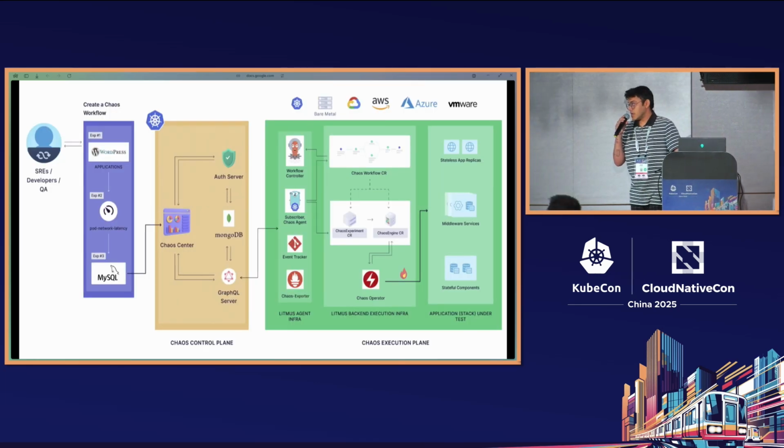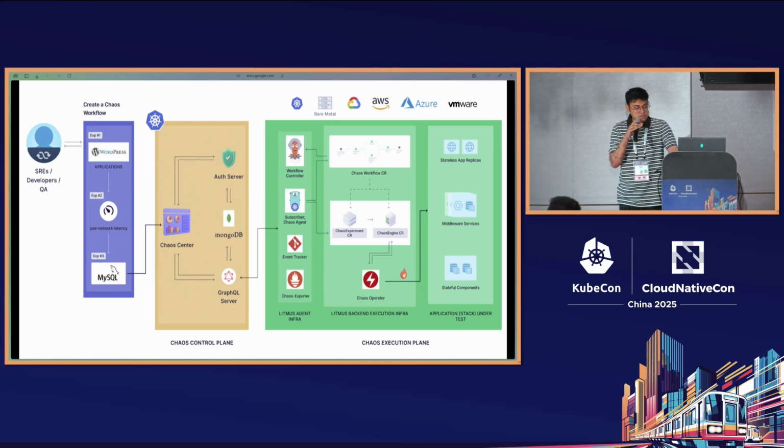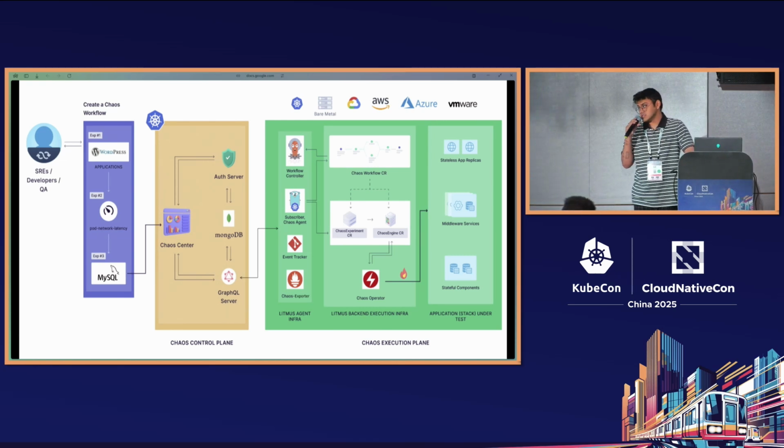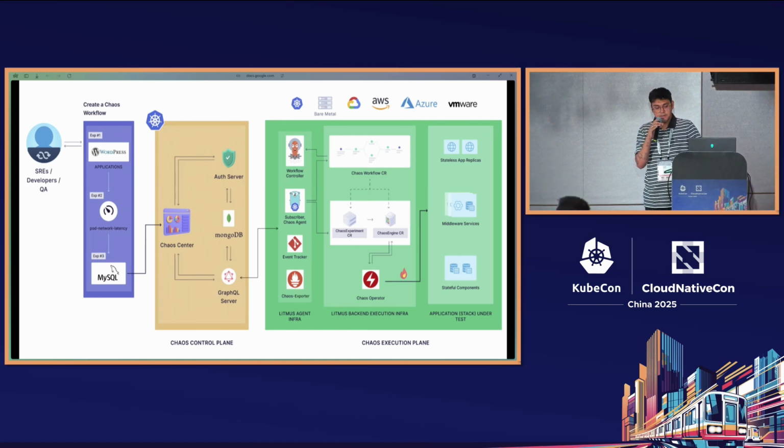So this is an overall architectural view of Litmus. I'll just give you a quick rundown of what it means, and we have 2 more slides just for this. So we start off with your persona, which is an SRE, a developer, and so on. And then we have 2 planes, the control plane and the execution plane. So control plane is where most of the application layer lies, which is your GraphQL server, your authentication, your DB, and your chaos center, which is the UI, the front end.